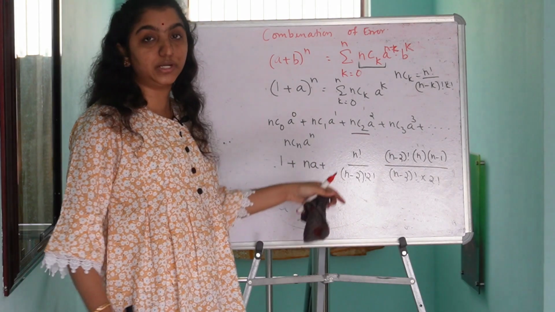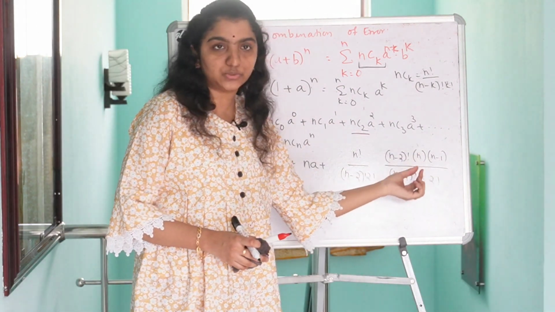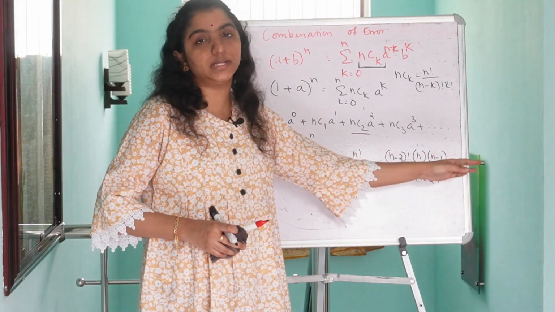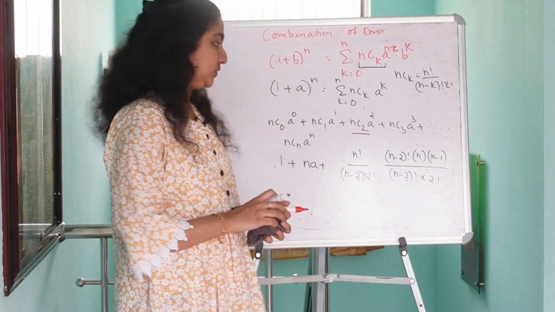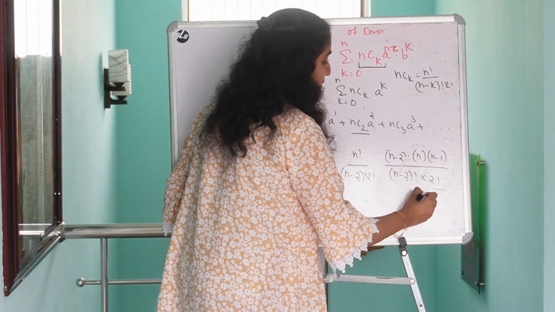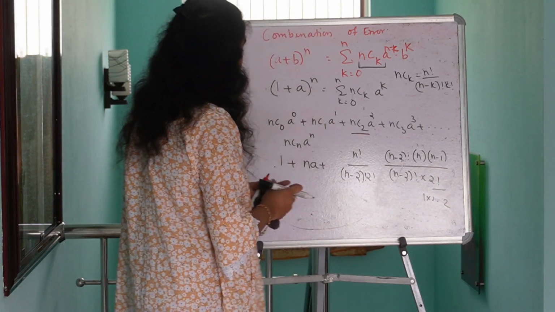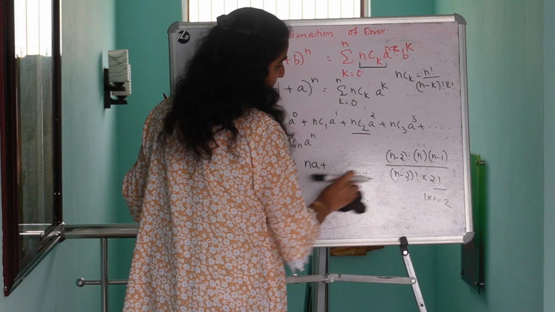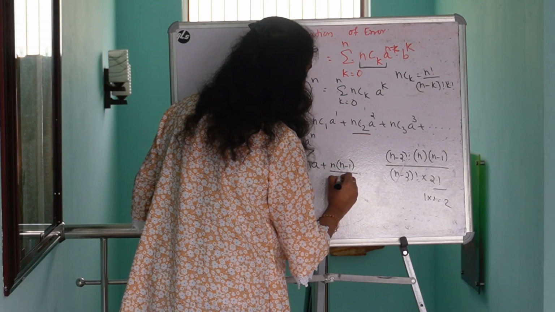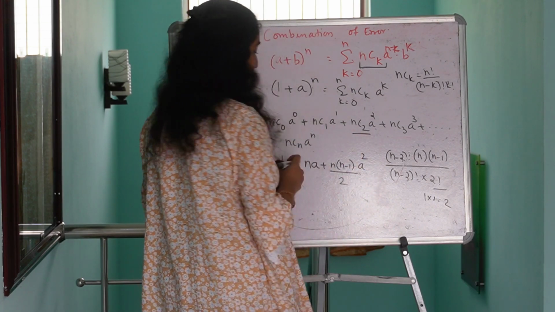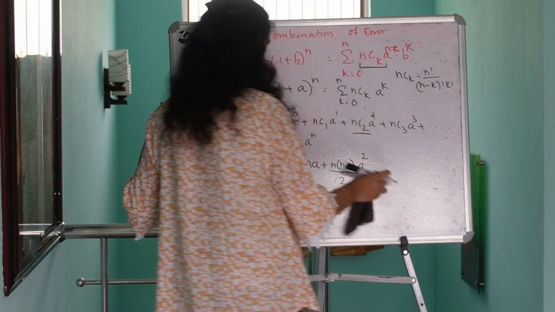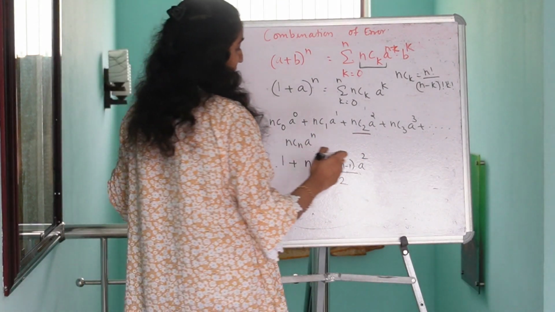Is it clear guys, this particular step? We can write n factorial as the product of n into n minus 1 into n minus 2 factorial. Yes. So these two terms will get cancelled. So what is 2 factorial? 2 factorial is equal to 1 into 2, which is 2. So we can say nC2 a square is equal to n into n minus 1 divided by 2 into a square. Is it clear guys? Yes. And it goes on like this.